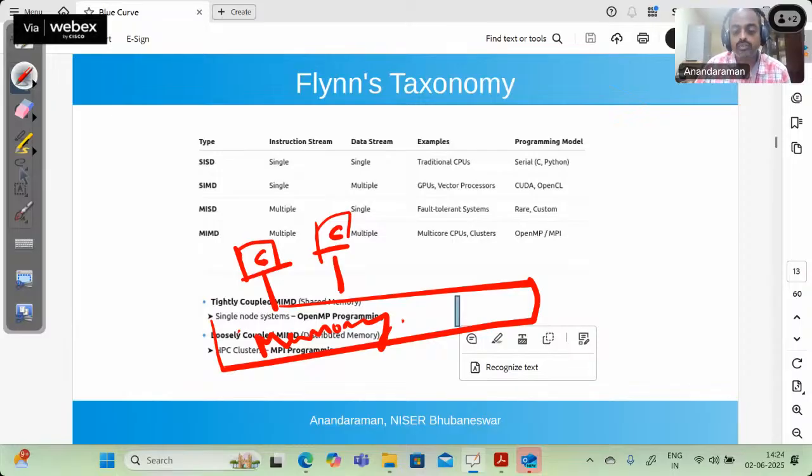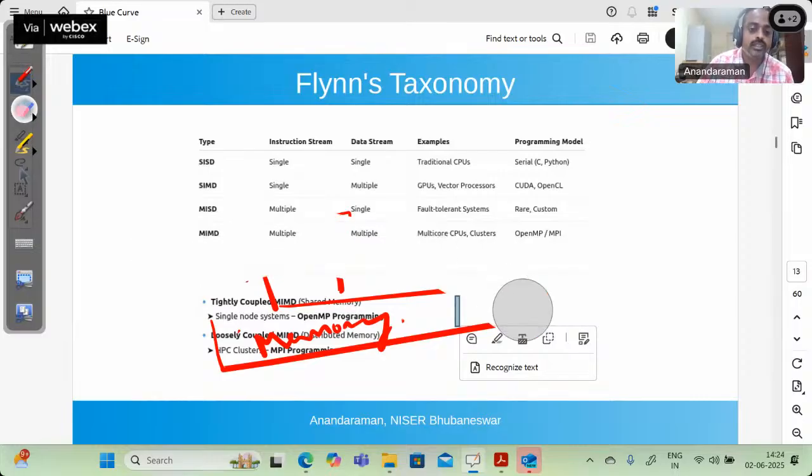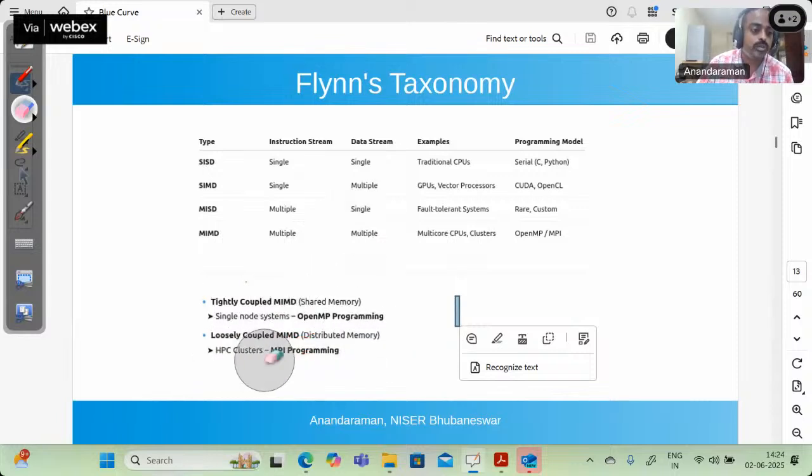But if you connect one node with another node with a special switch, that is called distributed memory architecture. Each has different programming approaches. Usually HPC combines both shared memory and distributed memory.